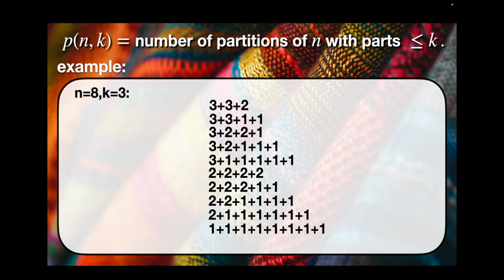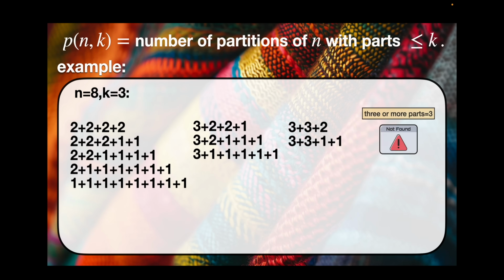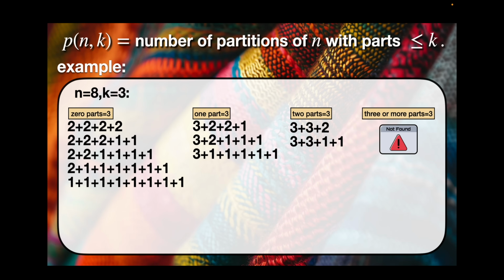Now I'd like to observe that we can take these partitions and sort them as follows. So notice that we can sort them into the partitions where 0 parts are equal to 3, 1 part is equal to 3, or 2 parts are equal to 3. Notice that if you've got 3 or more parts equal to 3, then you're a partition which is bigger than or equal to 9, so that's strictly bigger than 8. So that's why we don't have anything above that.